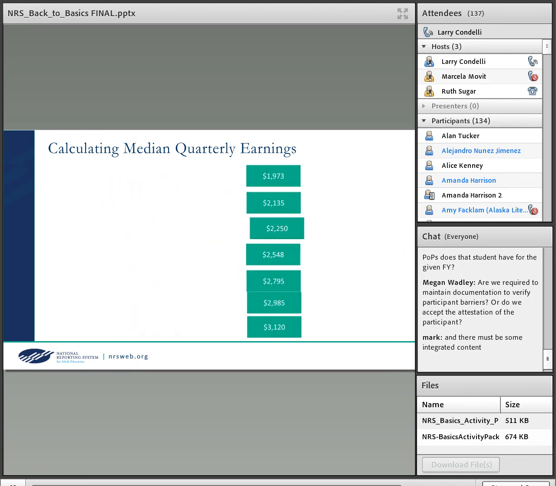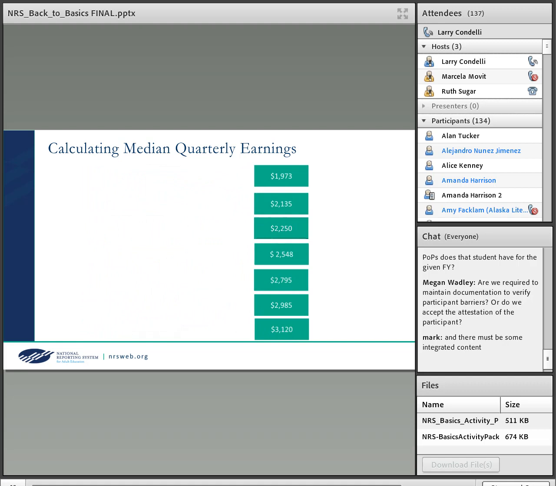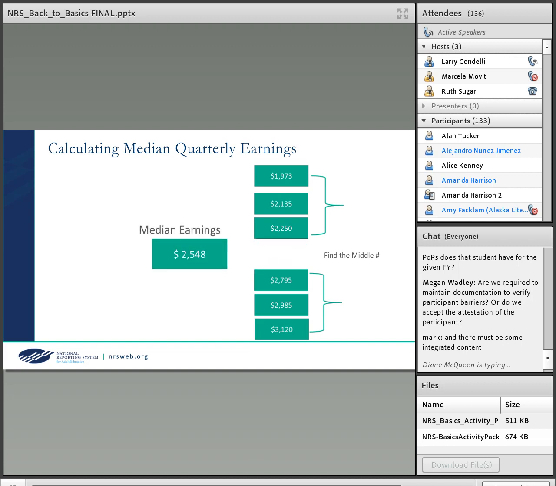Okay, and here's a chart. Let's see, will it work here? Yeah, that shows you that. So here is a group of, let's say hypothetically, 7 participants. Here's what they made in the quarter. You rank order them, and hopefully you'll have a computer program to do this for you, from lowest to highest, and then you find the one that's the median, the one in the middle. And for this group of 7 participants, the median that you would report is $2,548.